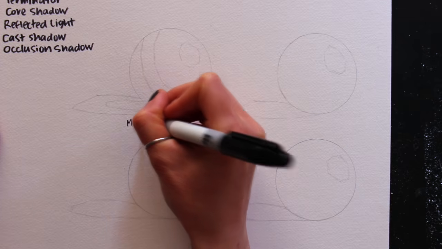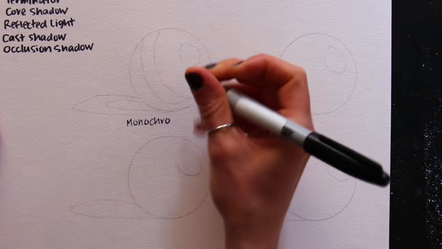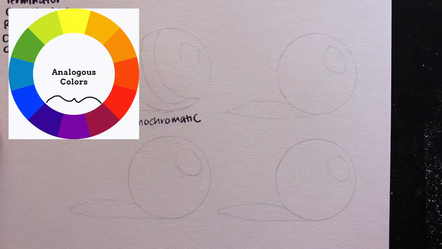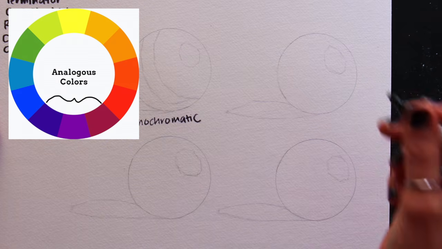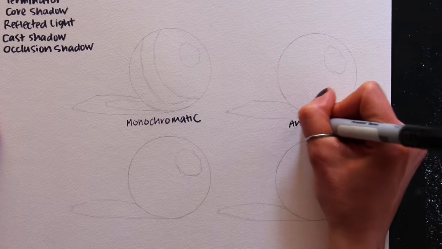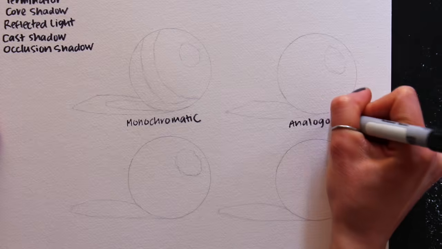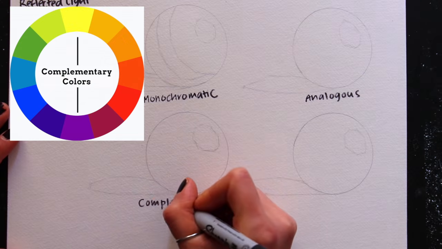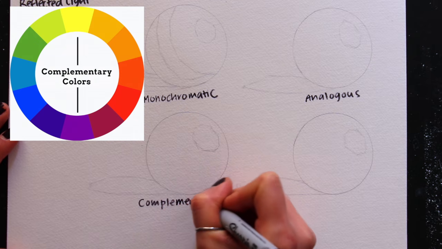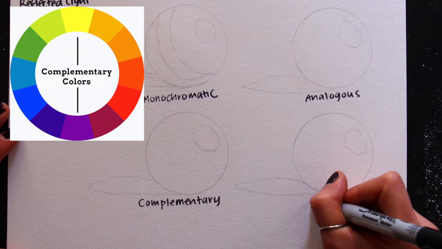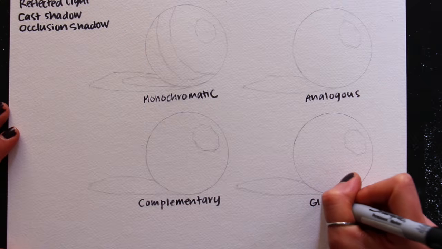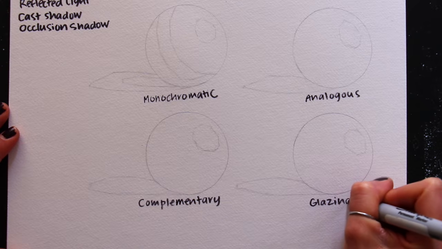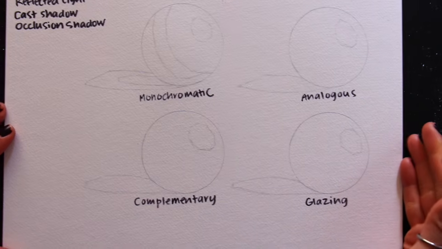Okay, the second sphere, I am going to be using the analogous method, which means that I'm going to be using 2 colors that are next to each other in the color wheel to develop my different values. For the third sphere, I'm going to be using a set of 2 complementary colors. Complementary colors are colors that are opposite to each other in the color wheel. And finally, the last sphere is going to be painted in using the glazing technique. So this means that I'm going to be using more than one layer to develop my different values.